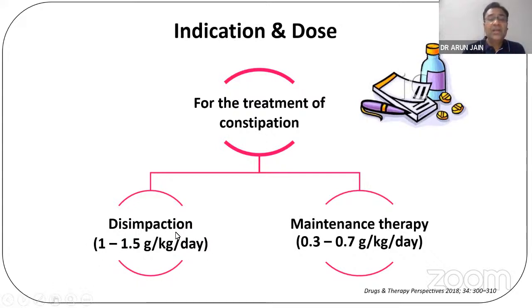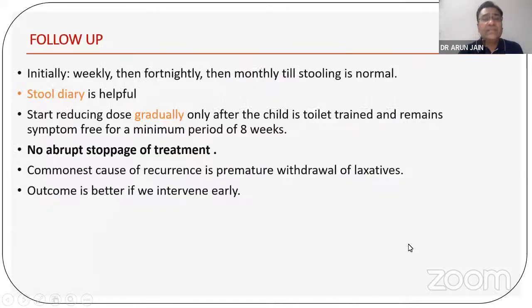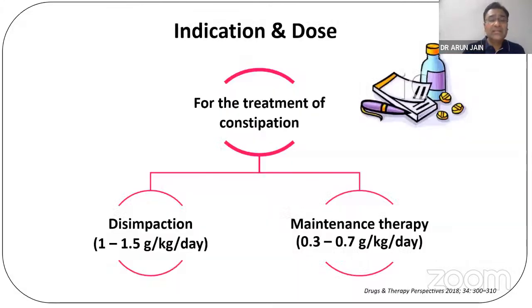For disimpaction, mind it, the dose is high, 1 to 1.5 gram per kg per day, dissolved in water and given slowly, orally. In maintenance therapy the dose is just half, 0.3 to 0.7 gram per kg per day. Disimpaction we usually give for 7 to 10 days, but maintenance therapy we give for at least 2 to 3 months. So this is very important. For disimpaction you can dissolve it in 1 cup of water and give it to the child over half to three-quarters of an hour.